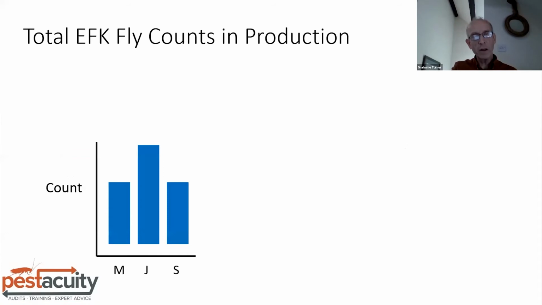So for example, we might look at total electric fly killer fly counts in the production area. Now, obviously, this is just one way of looking at it. You might be looking instead at the fly counts in each individual EFK in the production area. You might be looking at the individual species caught in each individual fly killer in the production area. Or you might be looking at the whole site, not just production area, but goods inwards and whatever else as well. But just for the purposes of this graph, we'll just look at total EFK fly counts in production. And we've got 1 year's worth there, March, June, and September. You can see the counts there.